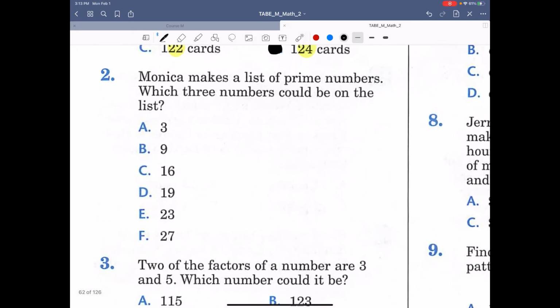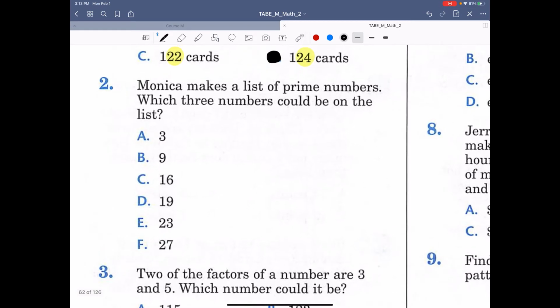Number 2. Monica makes a list of prime numbers. Which 3 numbers could be on the list? So in this one, you are looking for prime numbers, which means the only factors they have are 1 and themselves. A is one of them. 3 is prime. 19 is prime. And 23 is prime.